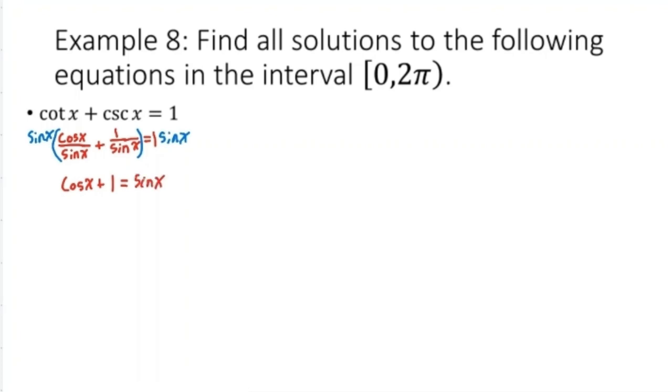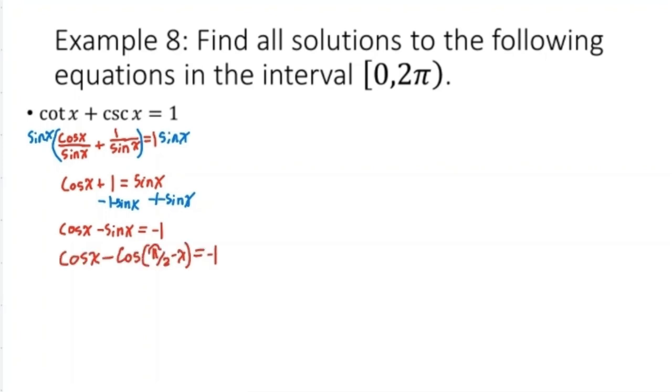Now from there, let's get all of our trig functions to one side and the 1 to the other side. We subtract 1 and sine x from both sides, and we get that cosine x minus sine x equals -1. Now we'll try to make our difference into a product. If we look back at our sum and difference formulas, we don't have a property for the difference of cosine and sine. However, we can use the cofunction identities to rewrite the cosine or the sine into the other trig function. So we could write sine x as cosine of pi over 2 minus x.